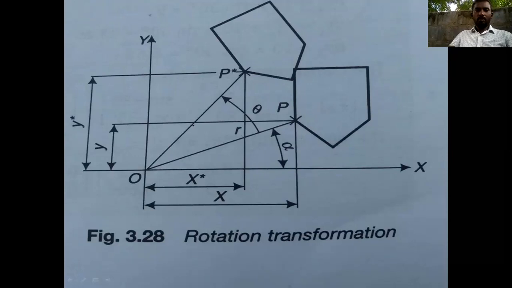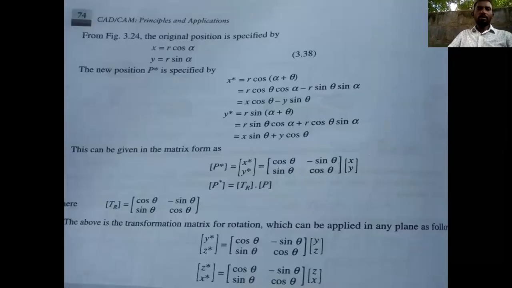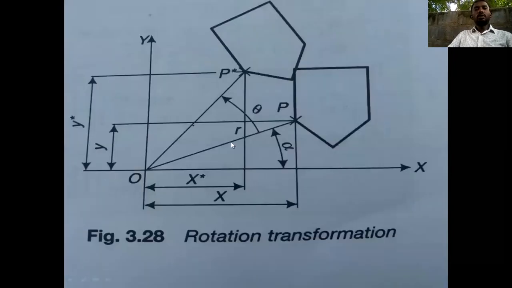See, mathematically, how can we calculate the transformation of rotation? See here: x is equal to r cos alpha, y is equal to r sin alpha. How can we get x equal to r cos alpha? In this figure you can take the triangle, where r is the hypotenuse. It is the x direction, and this is the y direction. The hypotenuse is r1, the rotation.